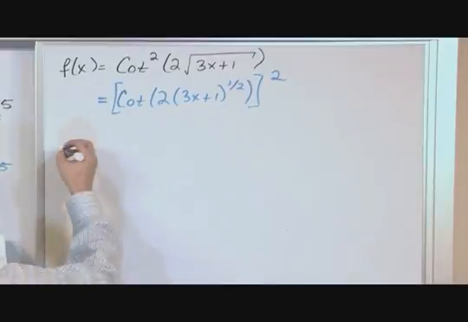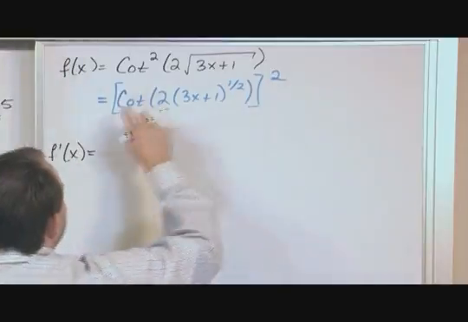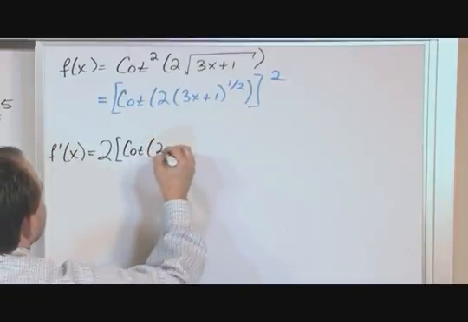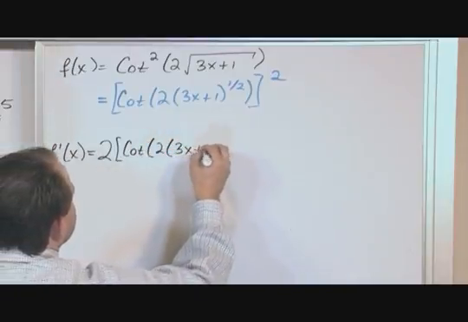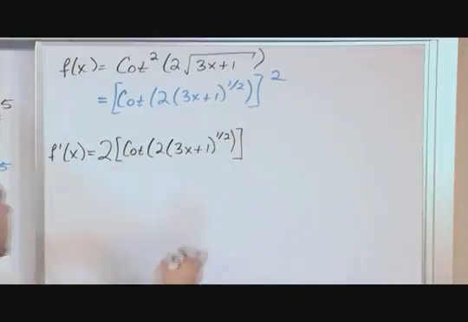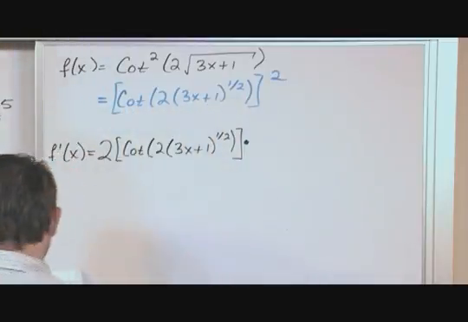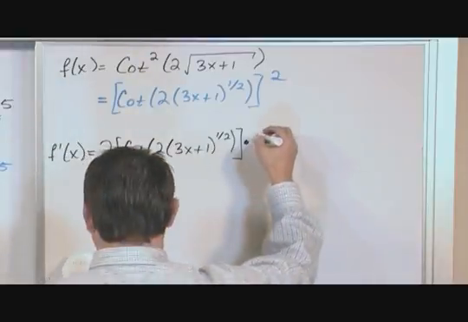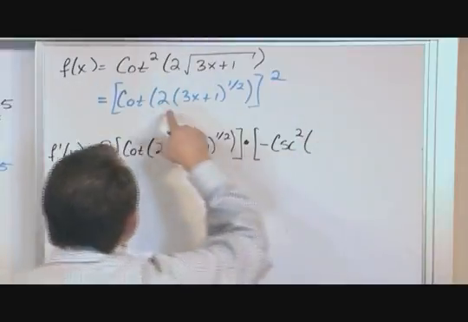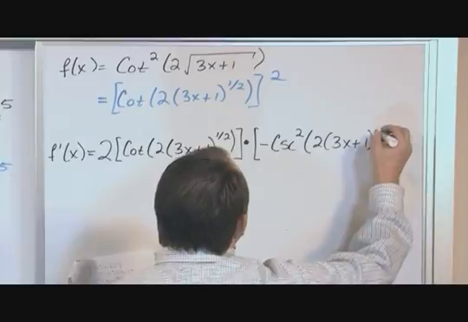So what we'll have is f prime of x is, first work with the outer guy. The 2 will come down, then you will have cotangent of 2 times 3x plus 1 to the 1/2 power. Okay, that's the outermost layer of the onion. Then we have to multiply by the derivative of the inside here, the entire cotangent. What's the derivative of cotangent? It's negative cosecant squared. So what you'll have is negative cosecant squared of the inner guy, which is 2 times 3x plus 1 to the 1/2.